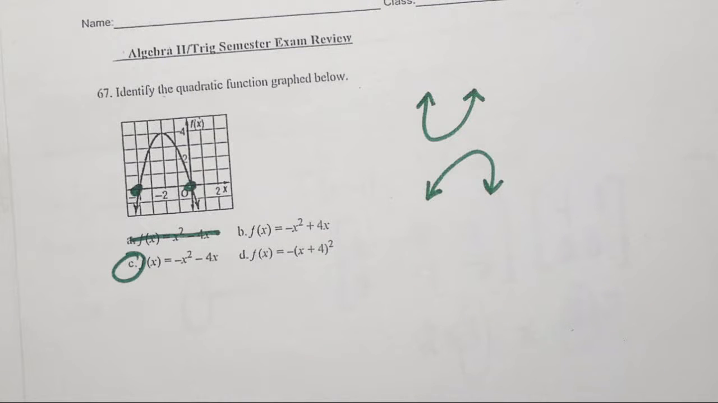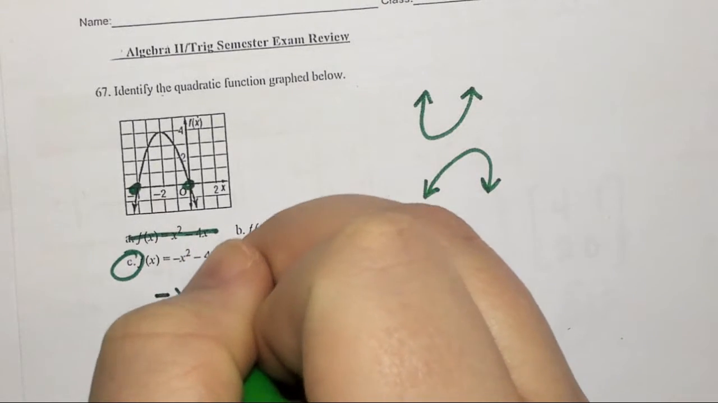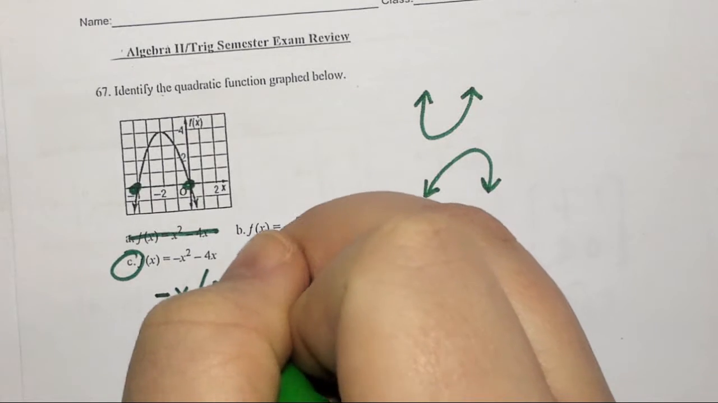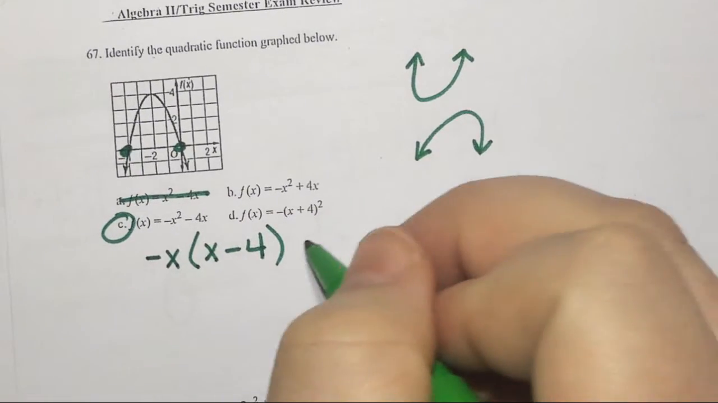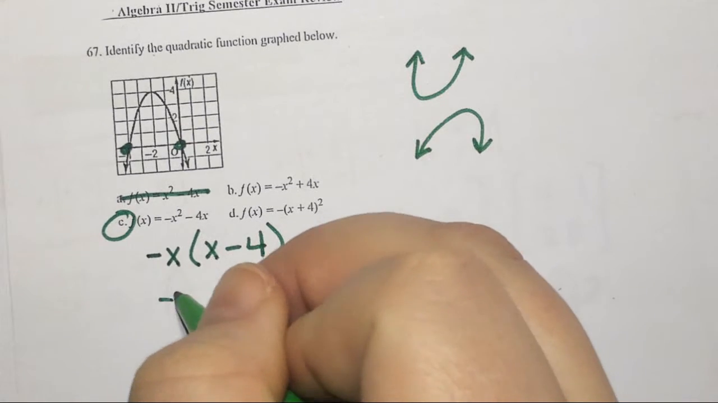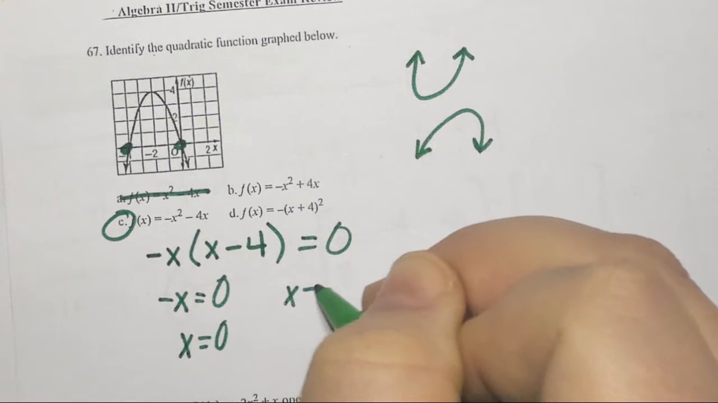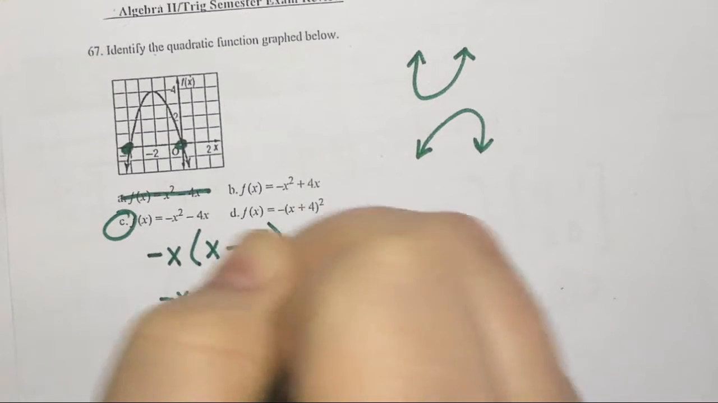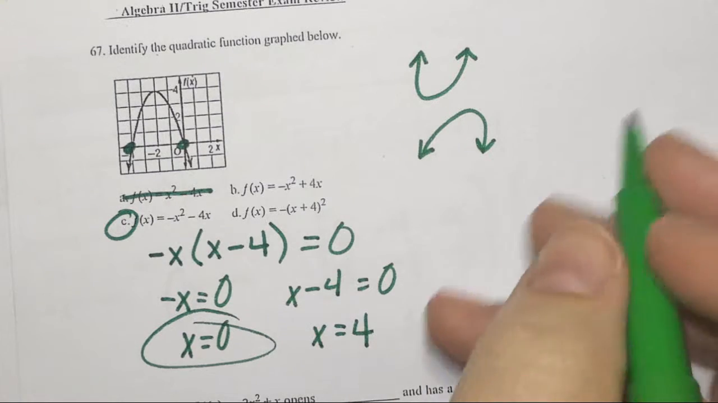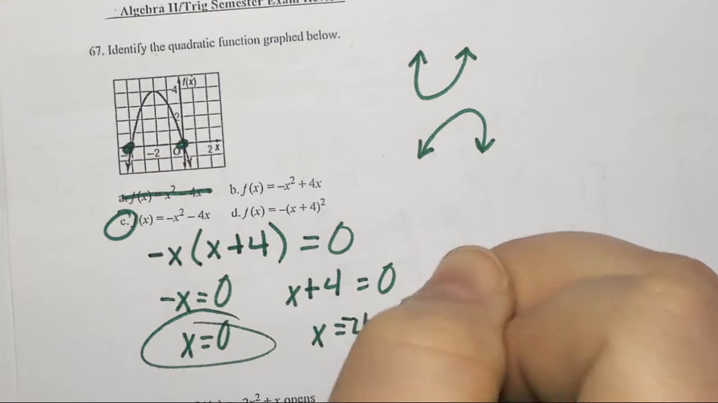If you didn't want to graph it, 1 lose a point. You could factor. If you take out a negative x on part C, you would be left with x minus 4. To find the zeros, you set it equal to 0. So I would have negative x equals 0, so I end up getting x equals 0. I would have x minus 4 equals 0, so I end up getting x equals 4. And that's one way you could have solved. I should have got negative 4. Oh, that should be a positive. I can do math today. Whew.